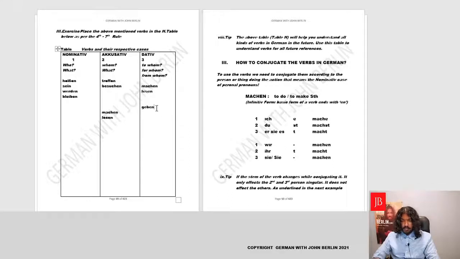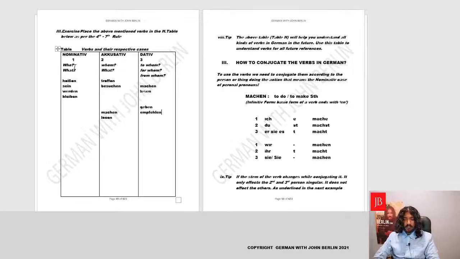Moving forward, there's another verb which is dative. Let's say I recommend to you German with John Berlin to learn German. So who recommends to whom what. It's basically the verb to recommend, which is empfehlen in German. It requires who, which is the person who's recommending, to whom something is being recommended, and what is being recommended. So basically empfehlen is an originally dative verb.